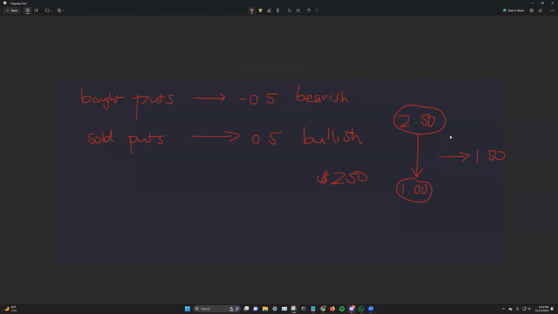So yeah, you sold it for 250 credit. What you want is for it to go down. Let's say you select the strike price of $150. You sold the 150 put for $2.50. What you want is for the stock to close above 150, because if it closes above 150, then that contract expires worthless, out of the money.